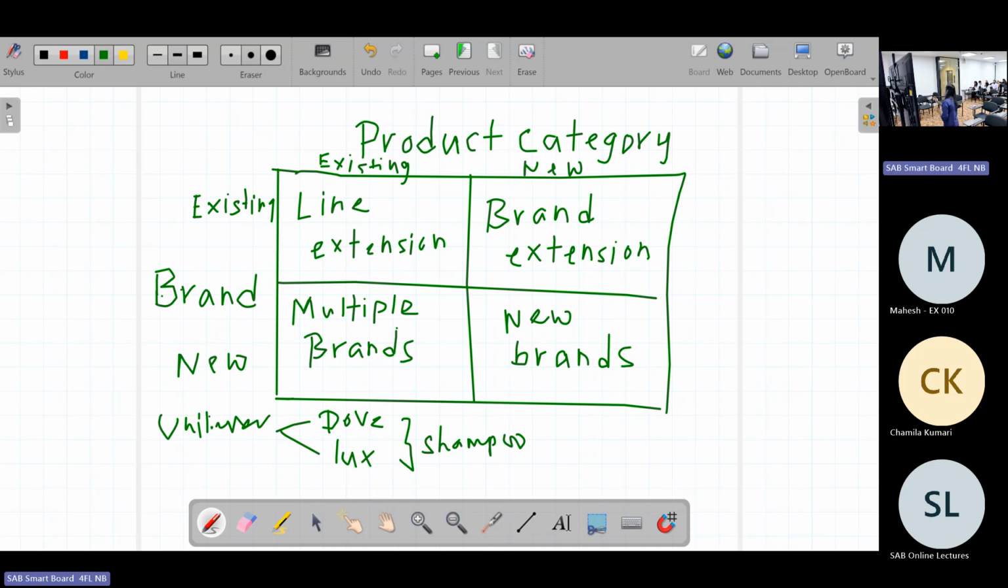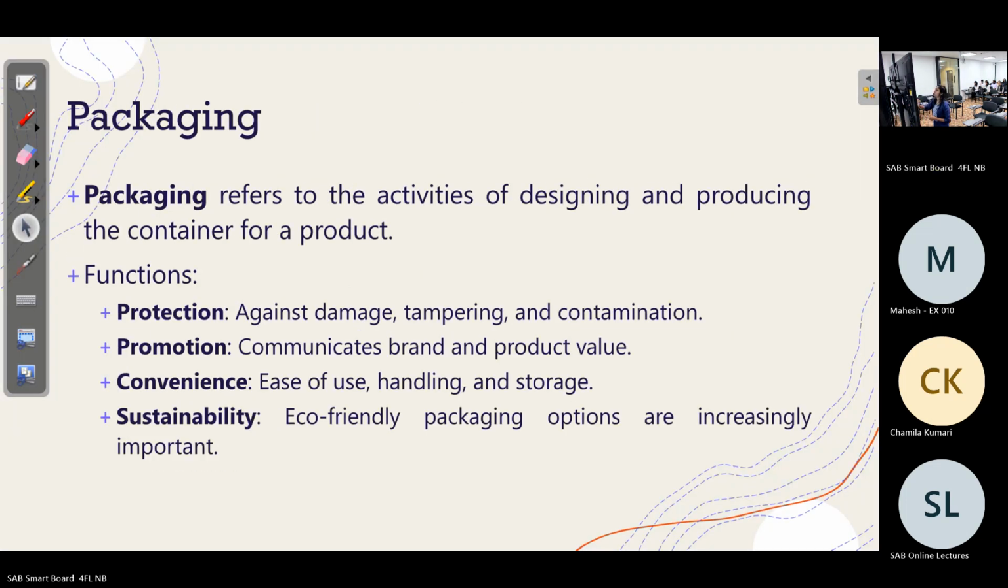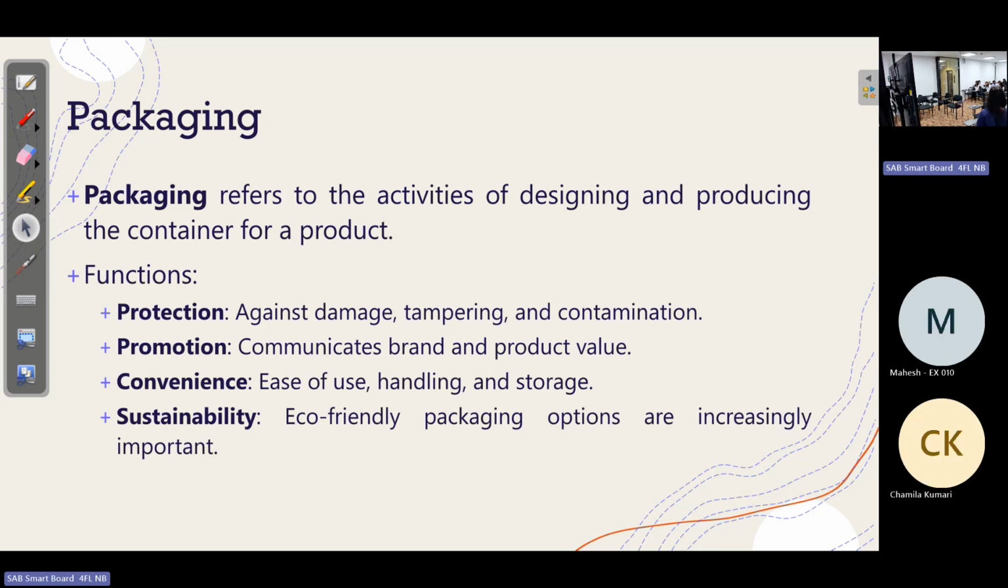The next one we have is packaging, the last part. Packaging, in the sense, is basically how we design and produce the container of the product. So there is nothing to write here. It just includes these points in packaging. First is to protect the product. So it's the main one.